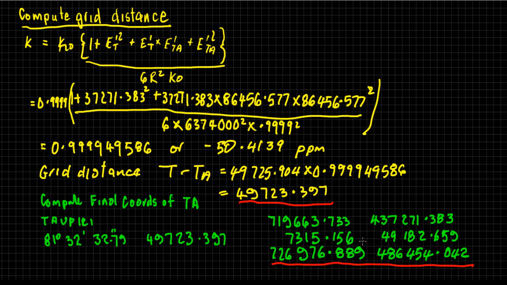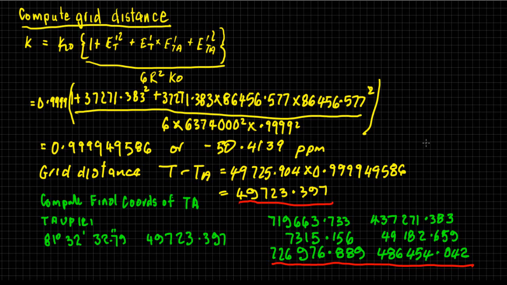Checking back here, we can see that the actual values we started with for Te Aroha were 726,976.890, so there's a millimetre there, and 486,454.043, and we've got a millimetre there. So I think that's a pretty good confirmation that we've done that calculation correctly, and that shows that we know what we're doing.